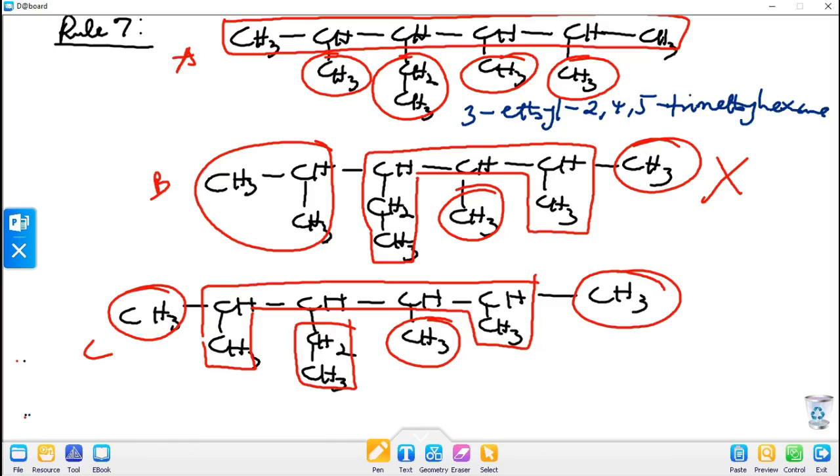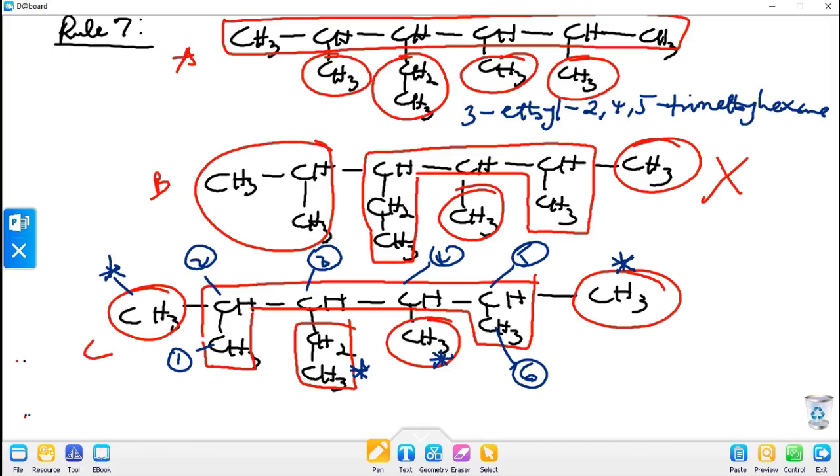for student C, because this will be our carbon 1, this will be carbon 2, this will be carbon 3, this is 4, this is 5, and this will be our carbon 6. So looking at that, the first methyl here is at carbon 2. This is our ethyl. This second methyl is at carbon 4. And the last methyl is at carbon 5.